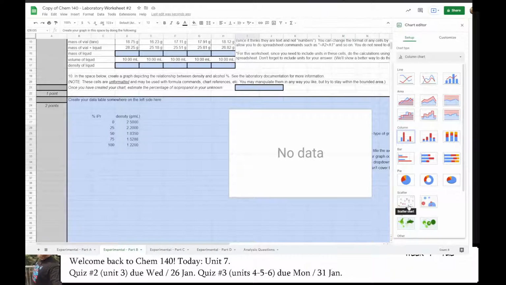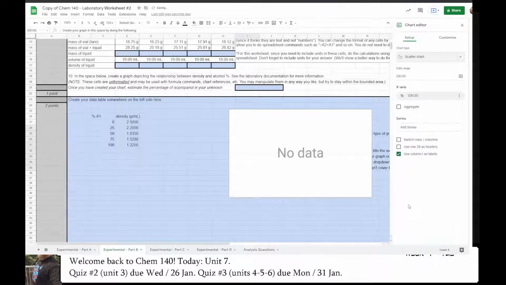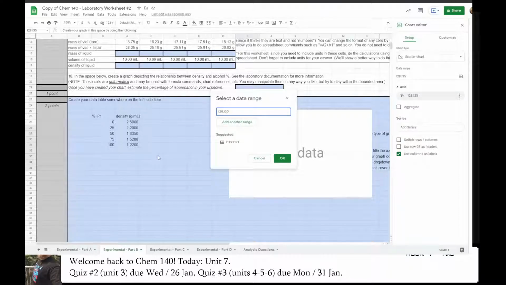Like 99.99999% of graphs you're going to do are scatter charts. So we're going to hit that. And it's going to ask you for the data range. The range is the y-axis. So you hit this button, and you select the data that you want to be the y-axis. So we'll do that.